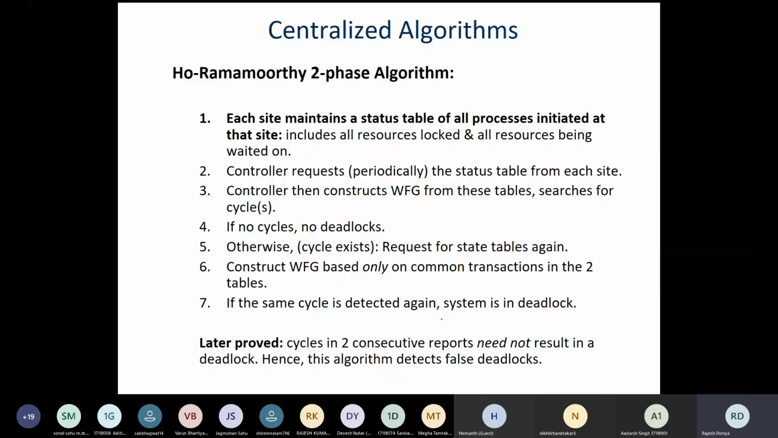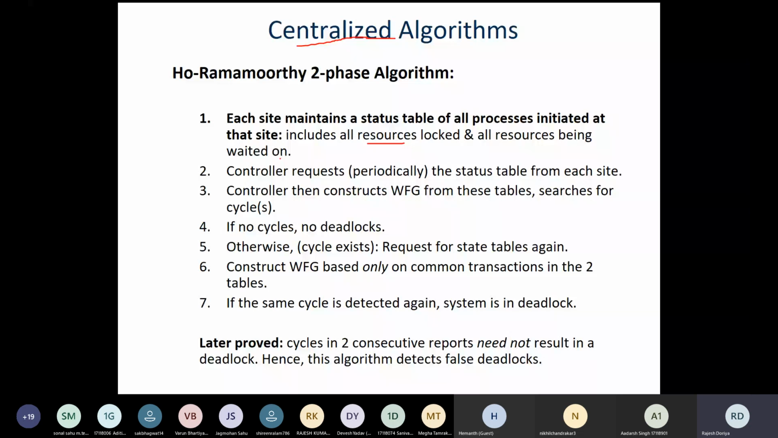Now we are going to see one of the algorithms of the centralized type, and that algorithm is Ramamoorthy's two-phase algorithm. In this particular algorithm, each site maintains a status table of all processes initiated at that site. So if you have n number of processes, any one process can take the job of the central process, and then that process is going to maintain a status table. In this status table, the details of all the resources which have been locked and all the resources which are being waited for will be there.